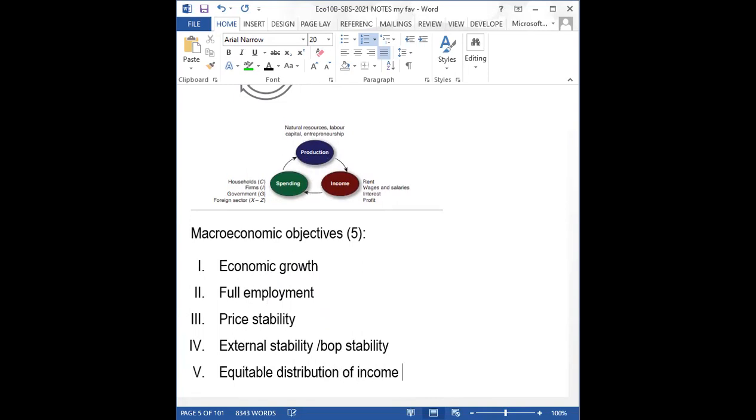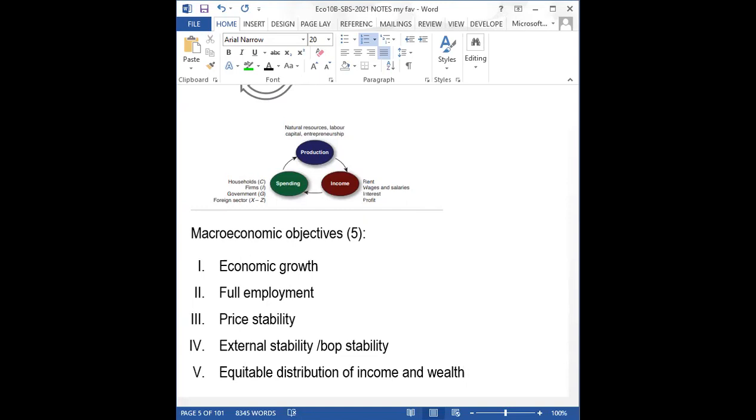All right, so these objectives are very, very important for you to know them by name and for you to be able to explain them as well, which we're going to get into in a short while. So equitable distribution of income and wealth. I've seen many questions popping up either from the assignment perspective, from the exam perspective, where they would want you to list the 5 macroeconomic objectives of an economy.